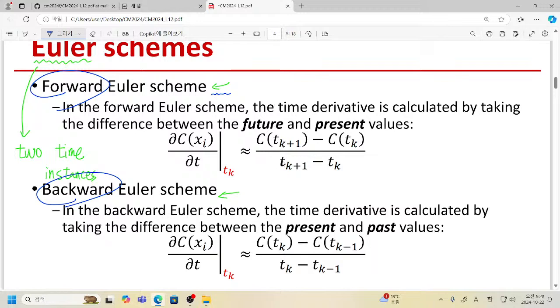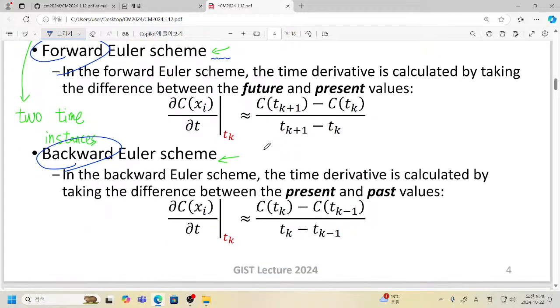Following the appearance order of our presentation material, I will just show the Forward Euler first. In this Forward Euler scheme, the time derivative is calculated by taking the difference between future and present values. Let's just say that we are now talking about the solution at t sub k.